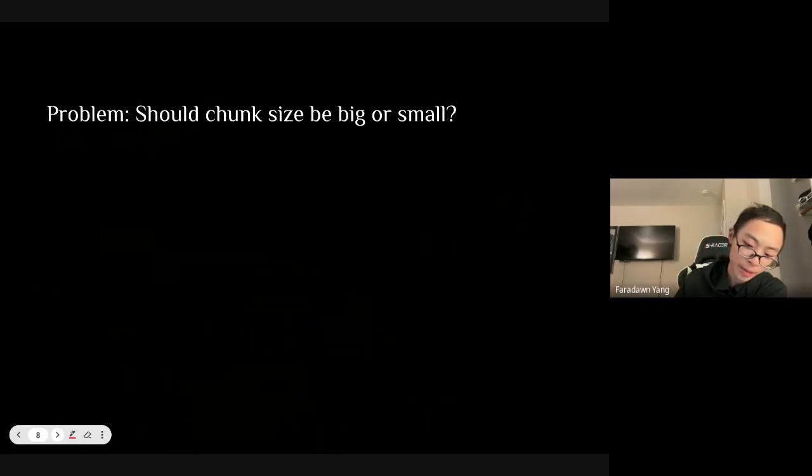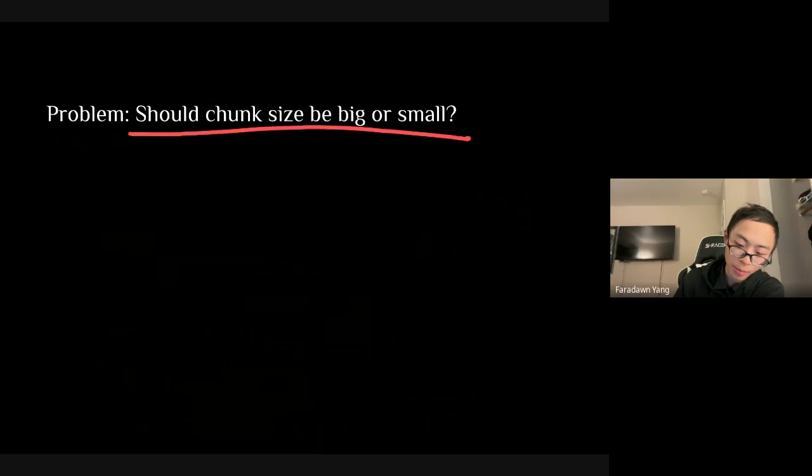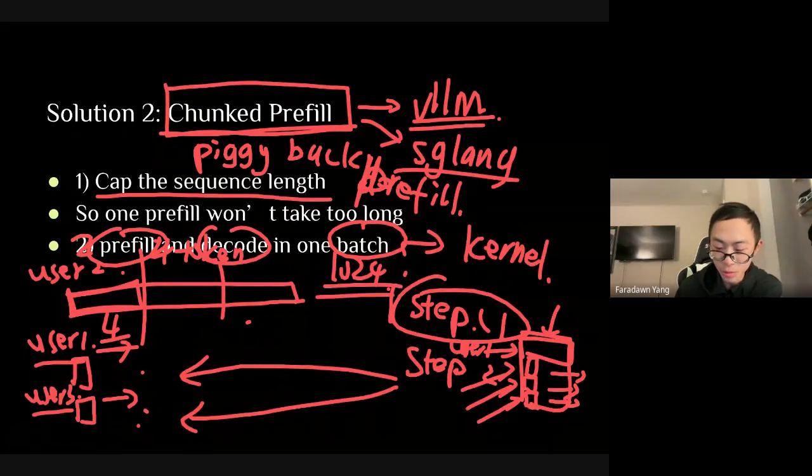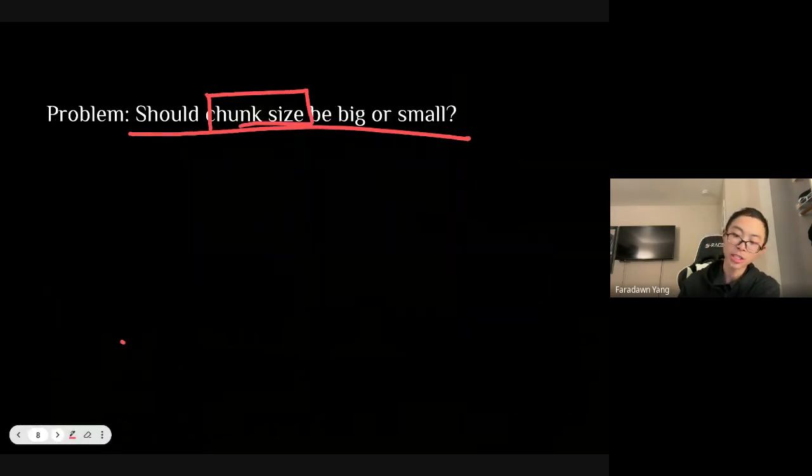So now the problem is how to determine the chunk size. In this example, we use 4 tokens as a chunk. To process this 1024 prefill, we need a lot of chunks, which will incur overhead. So should you use a large chunk size or a small chunk size?